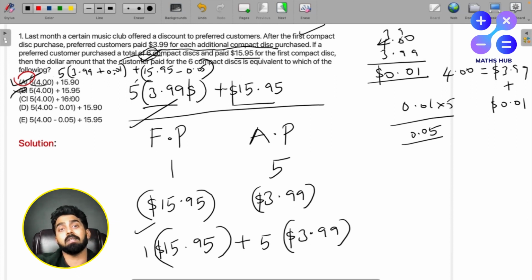Second one is 5 into 4 plus 16. So both are not matching. This is also more than this. See, 16 is more than this, 0.05 more than 16, right?